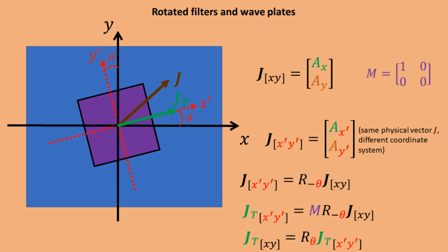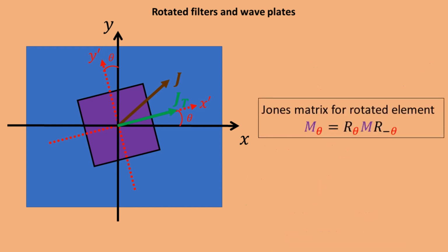Combining these expressions gives us that the transmitted vector J_T is equal to R(θ) times M times R(-θ) times J. More generally, we found that the Jones matrix for a rotated element is given by R(θ) M R(-θ). Intuitively, this equation says that you first need to go to a rotated coordinate system by applying R(-θ), then you need to apply M in that rotated coordinate system, and then you have to go back to your original coordinate system using R(θ).